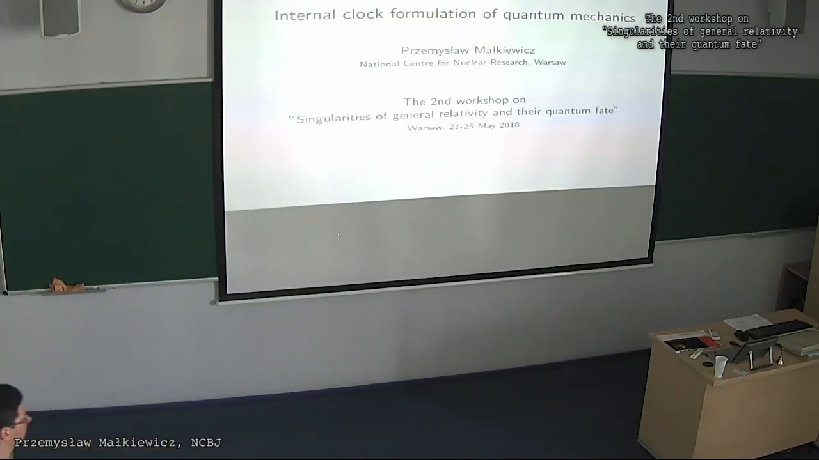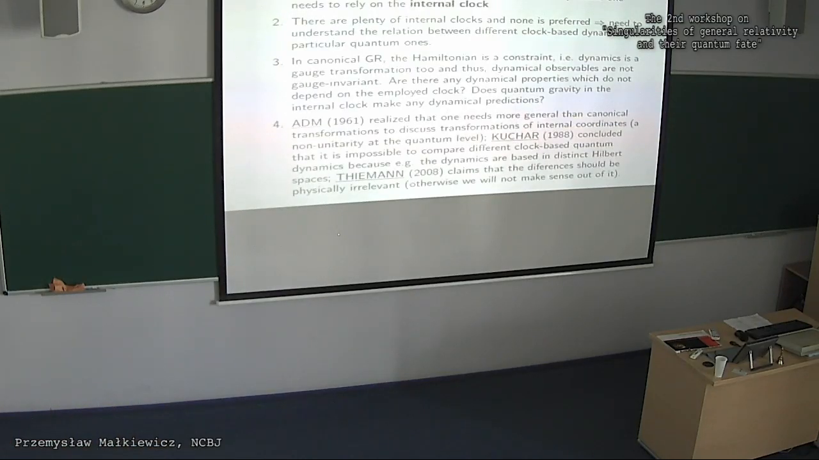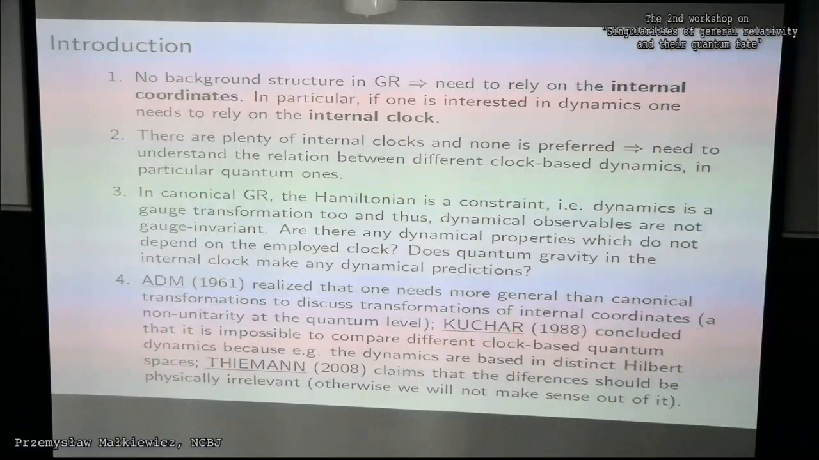So, let me start with this. One of the meanings of the background independence of general relativity is that in order to meaningfully describe the gravitational field, we need to use internal coordinates. By this I mean we need to use some internal degrees of freedom to describe the values of other fields with respect to these coordinates.